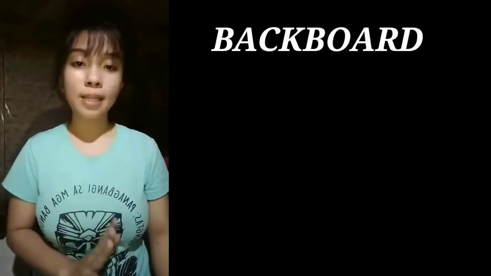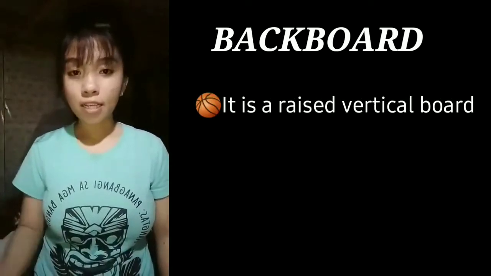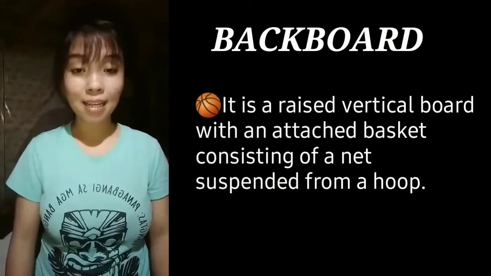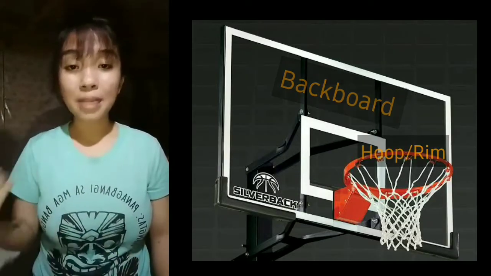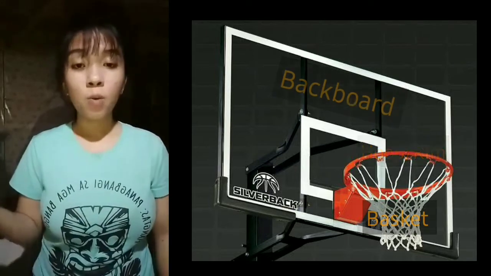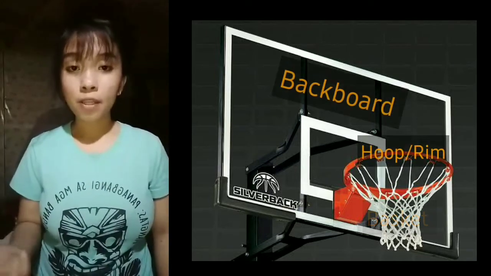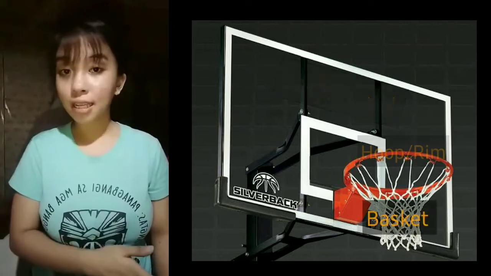Backboard. So, a backboard is a piece of basketball equipment. It is a raised vertical board with an attached basket consisting of a net suspended from a hook. It is made of a flat, rigid piece of plexiglass or tempered glass, which also has the property of a safety glass when accidentally shattered.